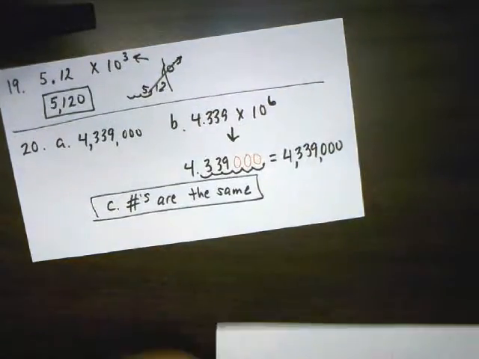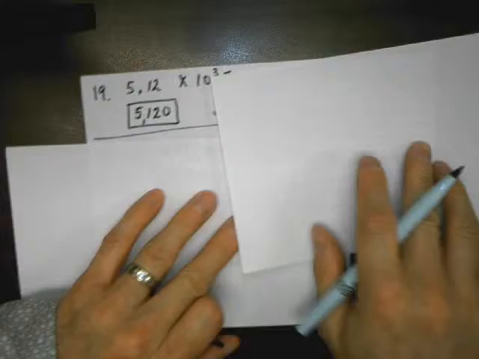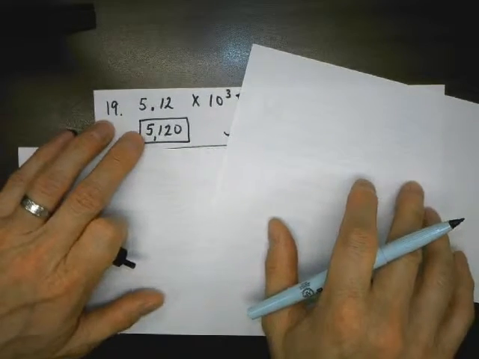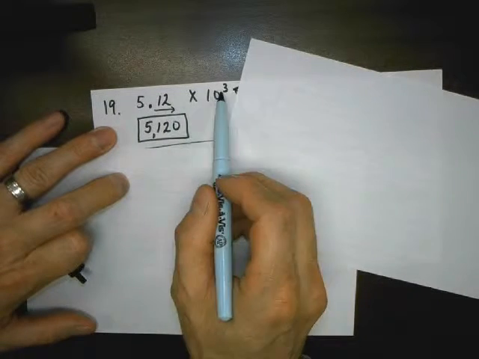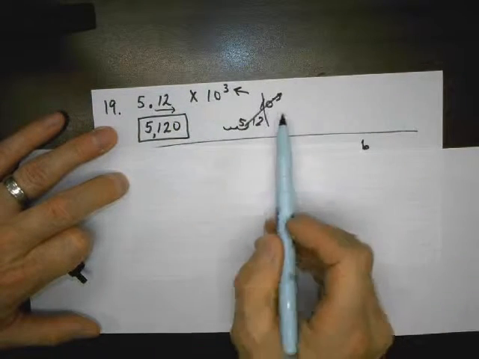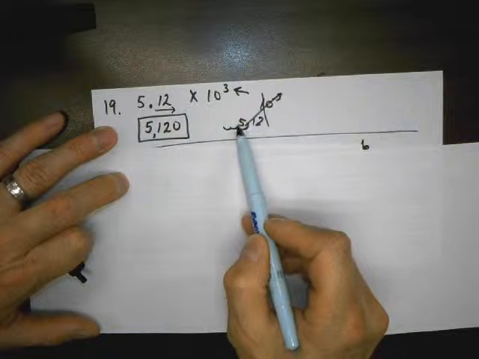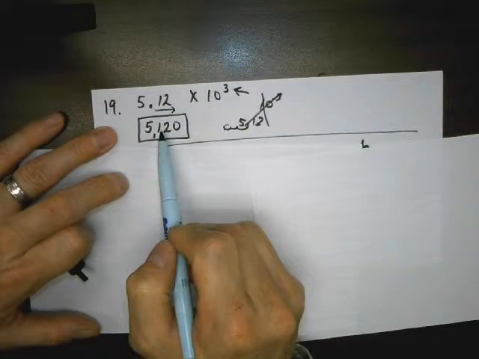For 19, we have a number that's in scientific notation, and we're going to put it in standard or decimal notation. We got to move the decimal 3 times. We got to move it this way this time. Because positive exponents mean big numbers, something like this, a negative exponent would mean we'd move it this way to make it smaller, so that's why this is the answer this time.